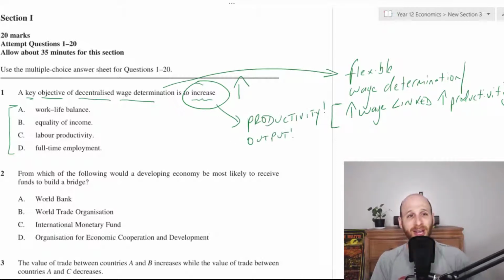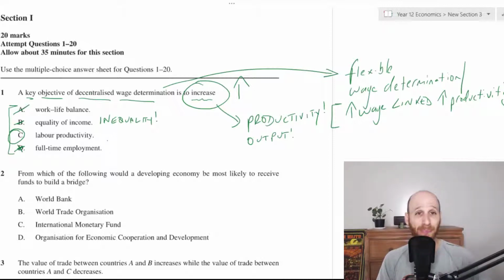So if I look here, I'm not really concerned about work-life balance with more flexible wages. I'm actually not concerned with equality. What I'm concerned with is, I want wages to be unequal. Yes, I'm all about labor productivity, not really concerned about full-time employment. So the answer for here would be C. Let me just double check. Yep, the answer is C. Let's move on to the next one.